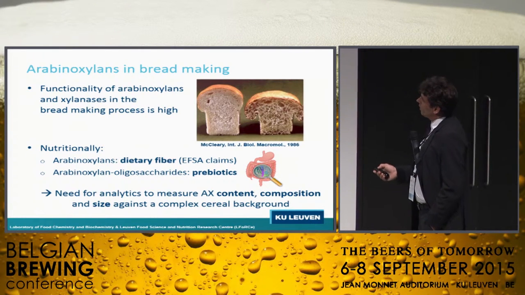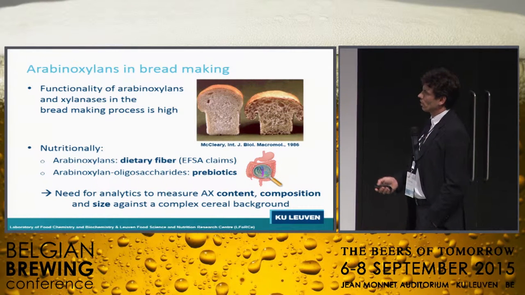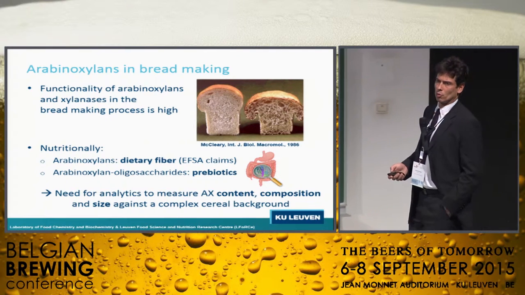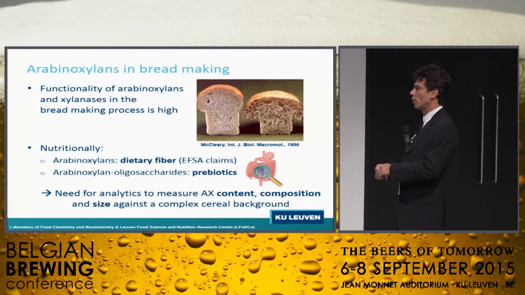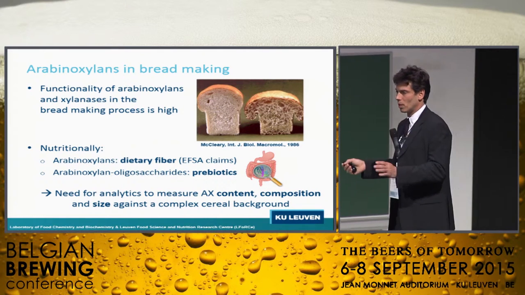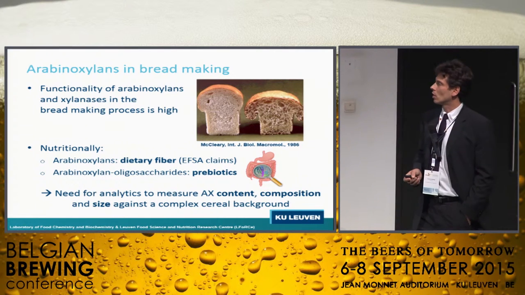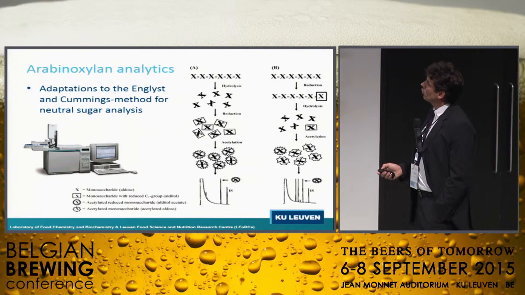But if we want to understand these phenomena, we need analytics to measure amoxicillin content, and we need to measure composition and size. And the thing is that you have to do that against a complex background. We have all this starch flying around, we have beta-glucan, we have arabinogalactan peptides, we have sucrose, we have a lot of things flying around, and still we want to know something about amoxicillin against this background. So what did we do?